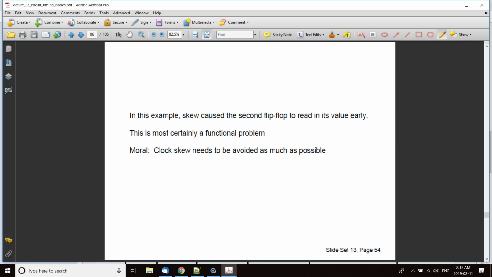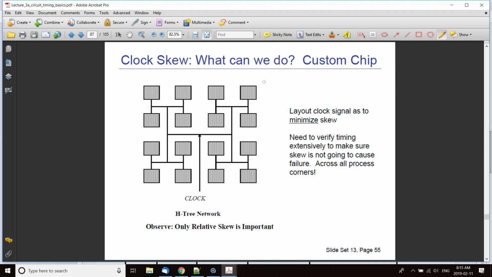So what can we do to help with clock skew, right? That's the question here. So if we have a custom chip, so an ASIC, then we have complete control. We can minimize skew as much as we can, given the technology. One way is to just control the routing of the clock. If we are making a custom chip, obviously we can do that, right?